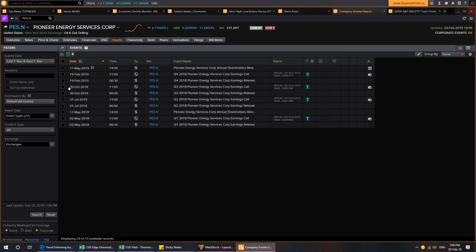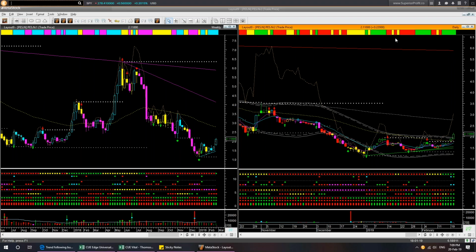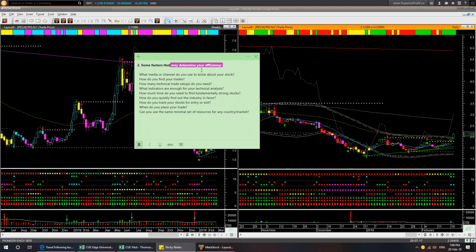It is important to know about a company's earnings, so I can know when the next earnings date is there. Actually, I could know that from Q Vital also, and then more information about the stock if I need to. Everything that I need to know, I can know from Q Systems and from MetaStock Zenith. I don't need to go anywhere else.